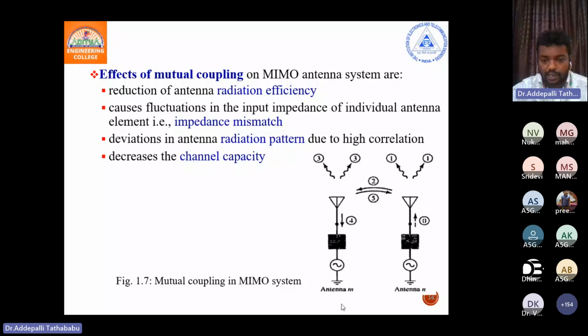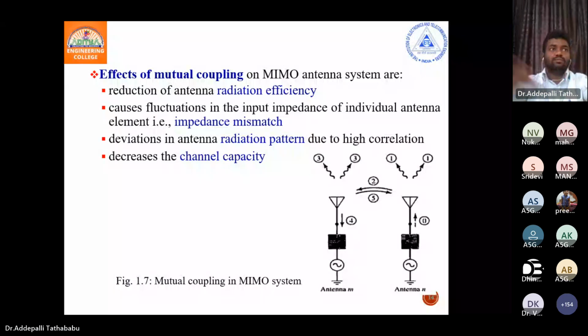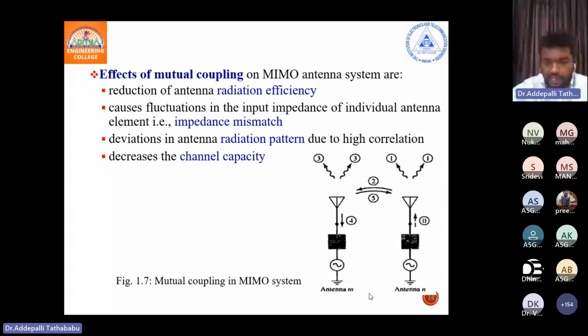So here you can see antenna M is here, antenna N is here. Suppose antenna 1 is radiating, it radiates in all directions, and antenna 2 is here. Both are connected on the common substrate. What will happen? We can see here. So here, antenna 1 is radiating.